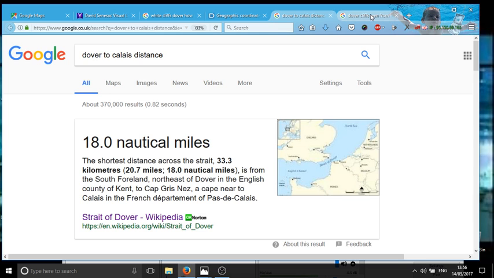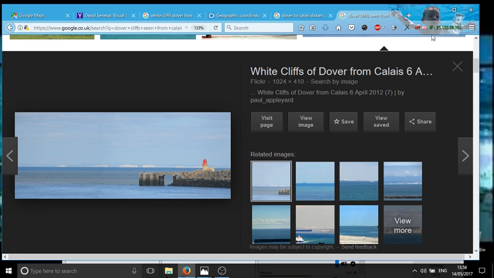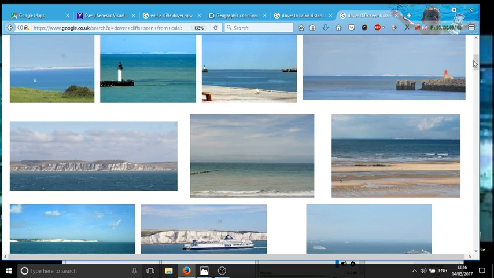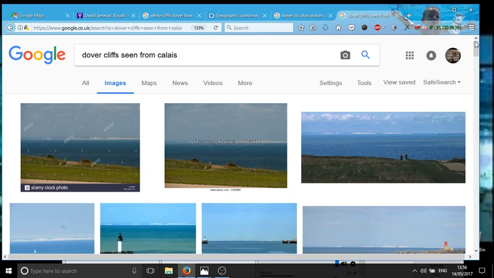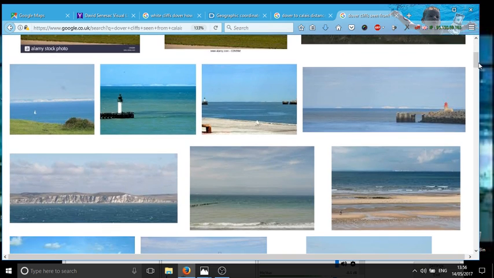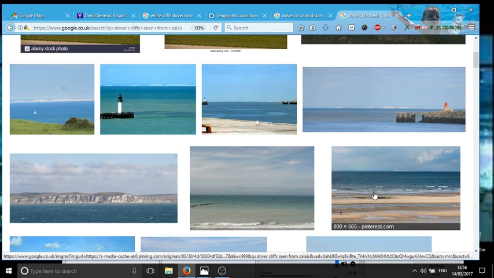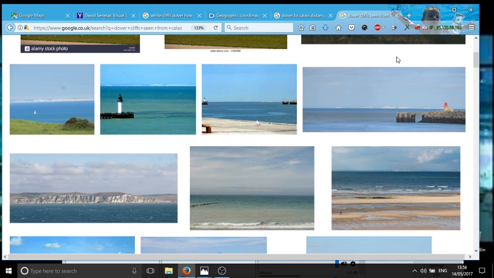Again, we're looking at 27 miles. If you just go and do a simple search on the White Cliffs of Dover from Calais, there are hundreds of these pictures and everyone can see them. And although some of these do seem to be at an elevation, you can quite clearly scroll down and see that you can see them from sea level, from the beach, all over.